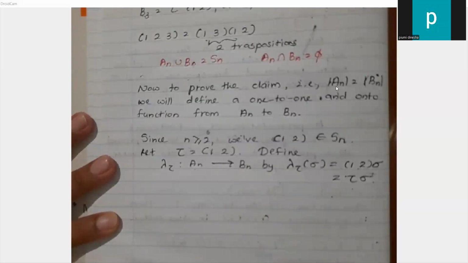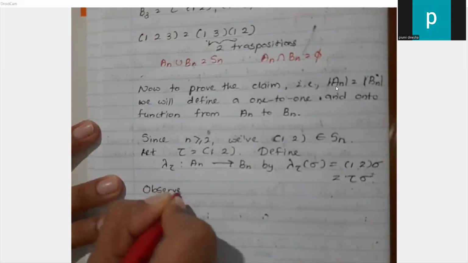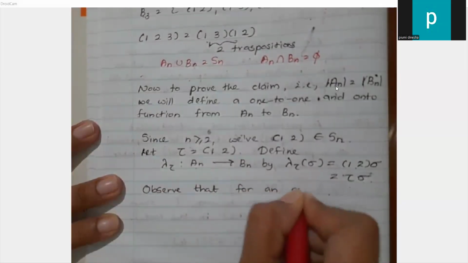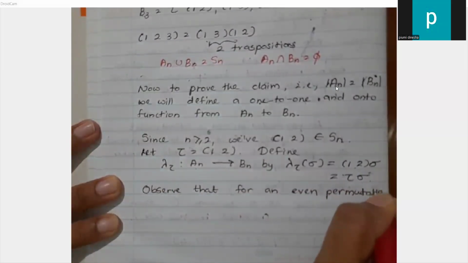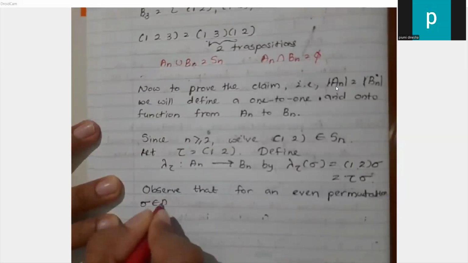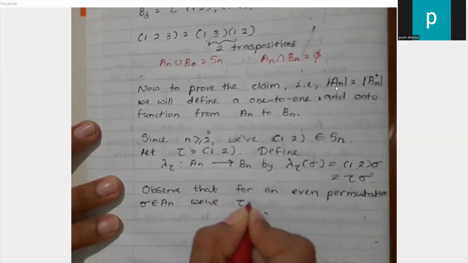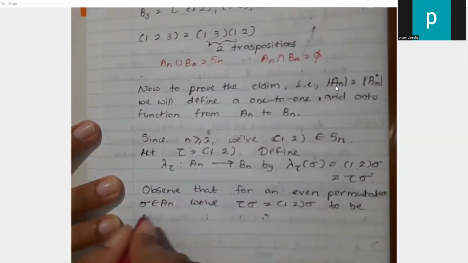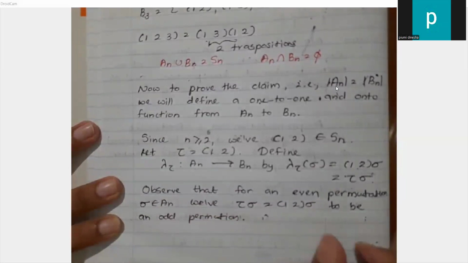Okay. Now, let me write it. We'll observe that for an even permutation sigma in An, we have tau sigma, which is simply (1 2) sigma, to be an odd permutation. Right? Okay.